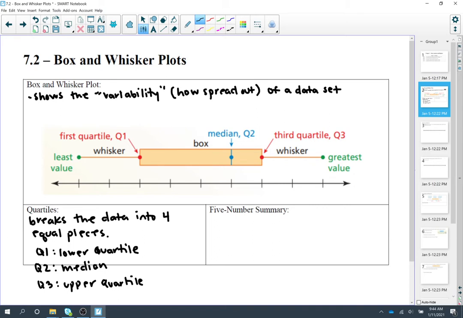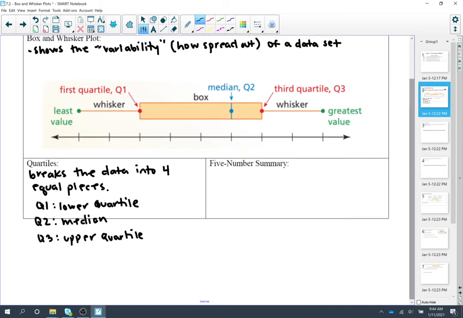And then lastly, we have the 5-number summary. Now, the 5-number summary are these dots. 1, 2, 3, 4, 5. So your 5-number summary is your min, your Q1, your Q2, your Q3, and your max.